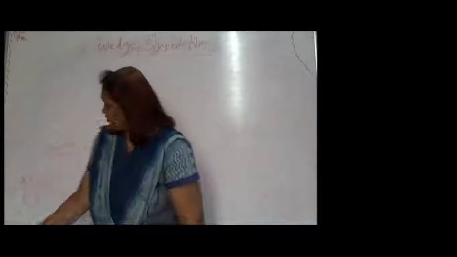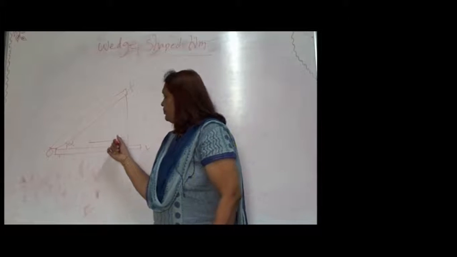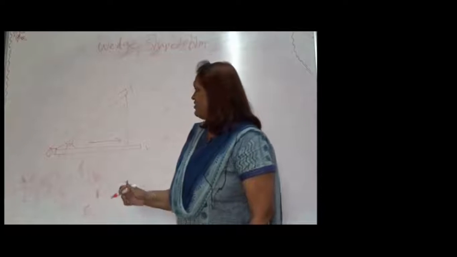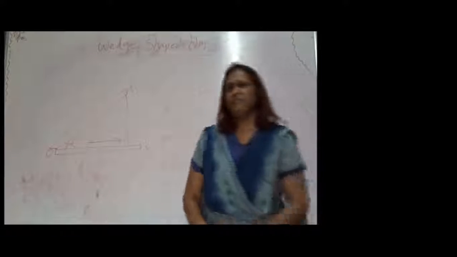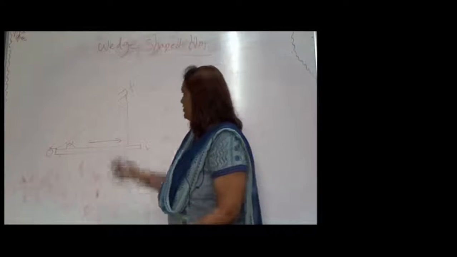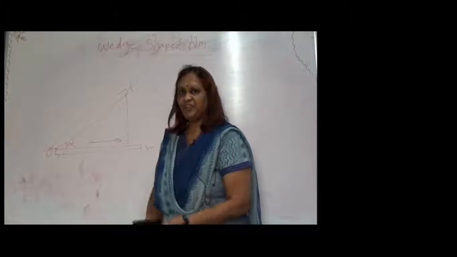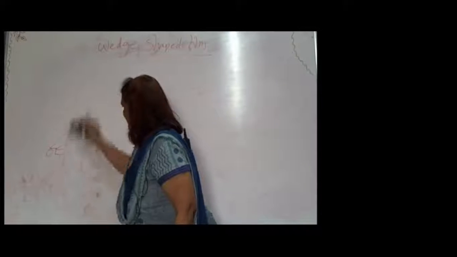Now these wedge shape films are used for testing the flatness of plates, as well as to measure the thickness of an air film or the thickness of a paper sheet inserted at one end. For that purpose we use the wedge shape film. Now the experimental arrangement of this wedge shape film.